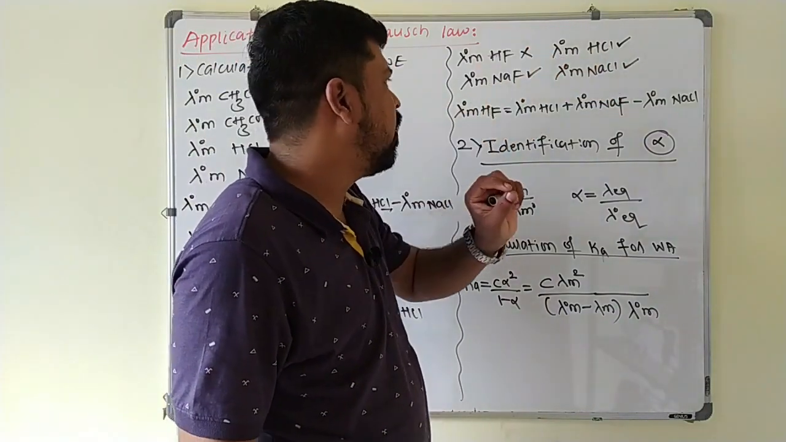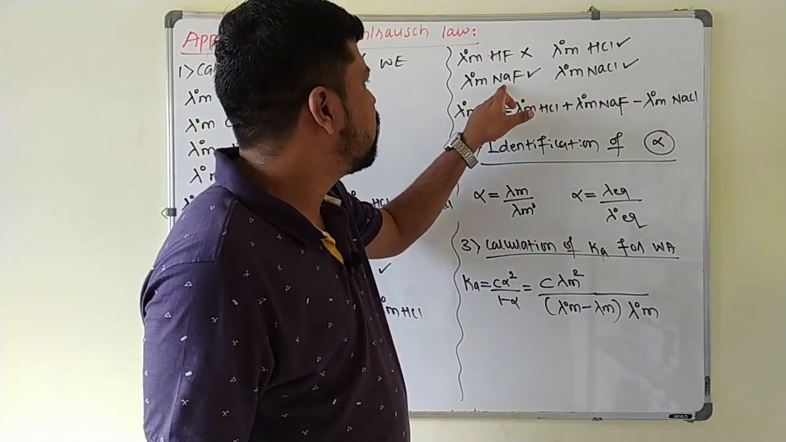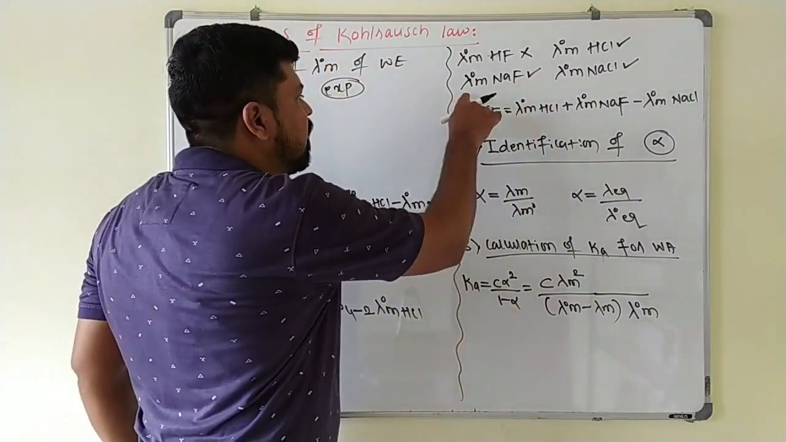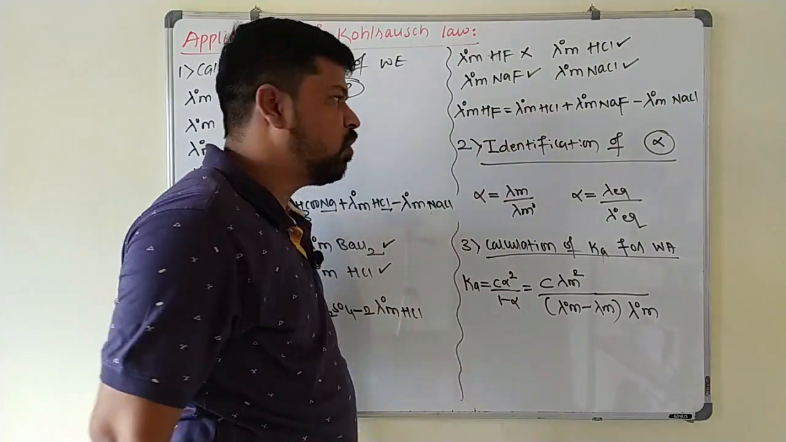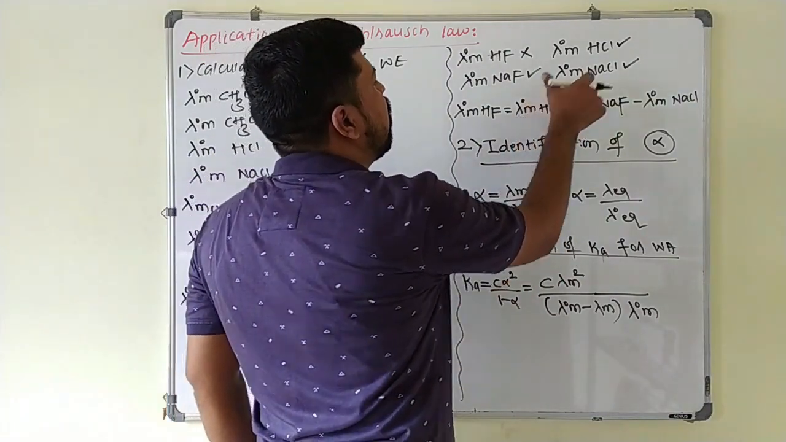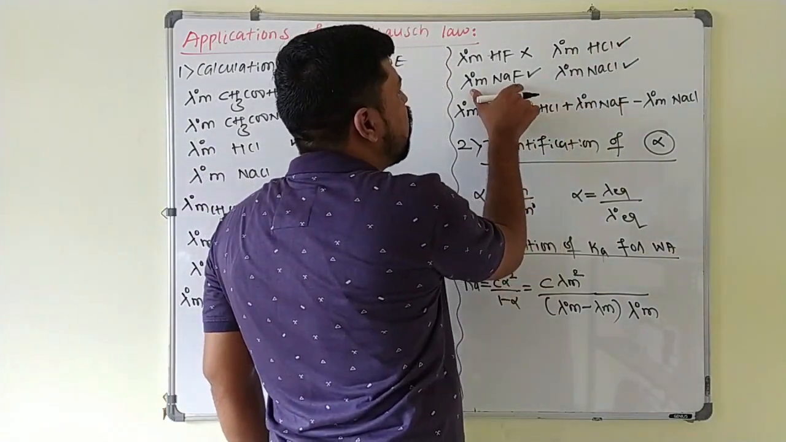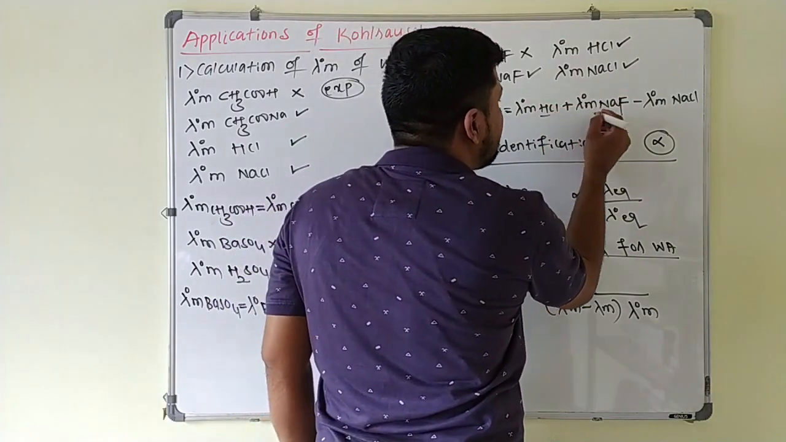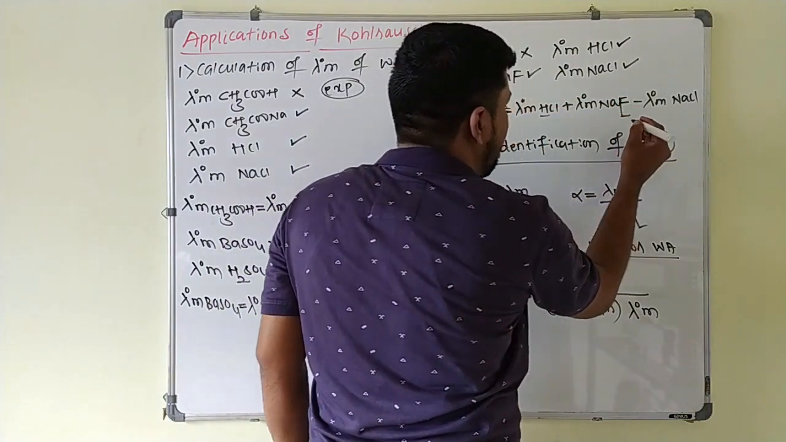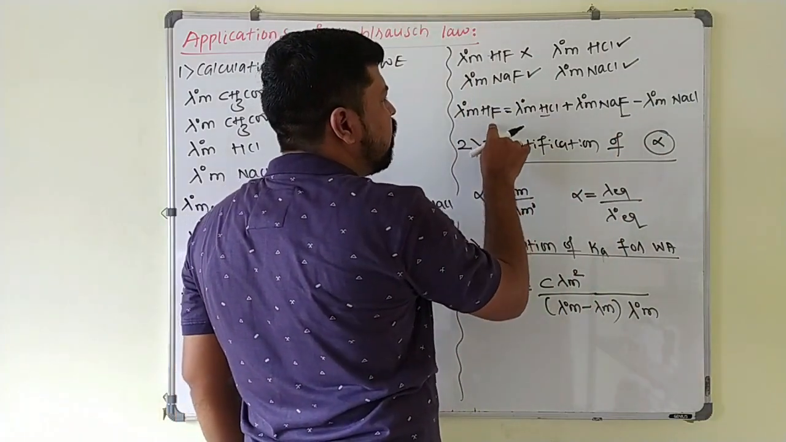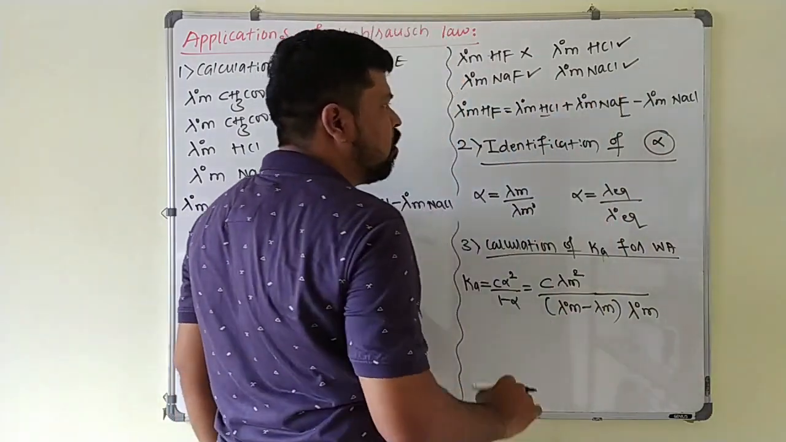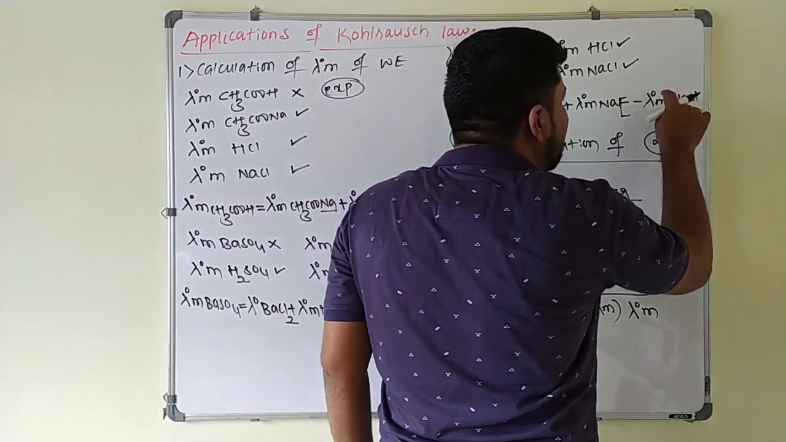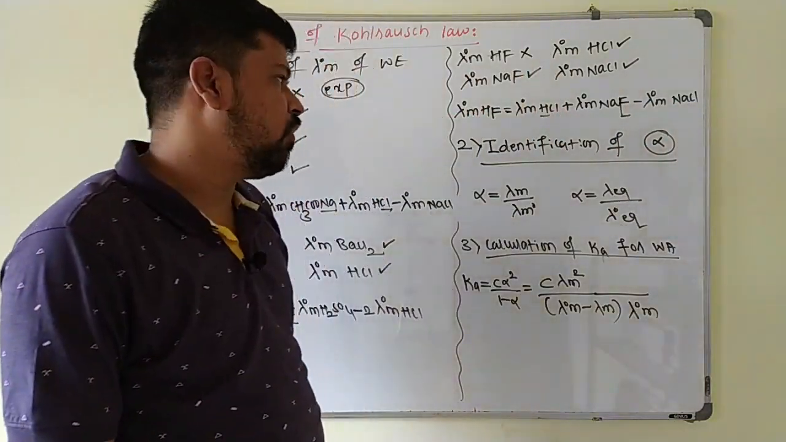Here only HF is required. So here you have to subtract what? Limiting molar conductivity of NaCl. So the limiting molar conductivity of HF will be equal to limiting molar conductivity of HCl plus limiting molar conductivity of NaF. If you add these two, you will get H plus ion and F minus ion. So the limiting molar conductivity due to H plus and F minus you will get. What you have to subtract here? Na plus and Cl minus. That's why minus limiting molar conductivity of NaCl you have to take here.